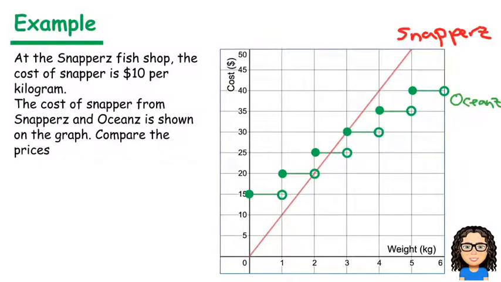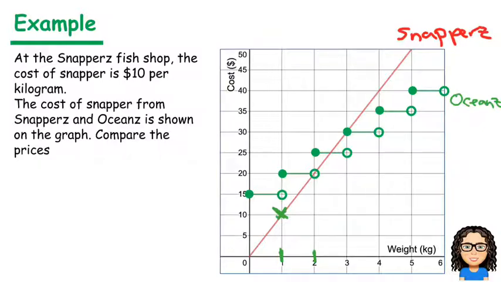So let's think about if a snapper weighed 1 kilo, which shop would give me the cheapest cost? And we can see at 1 kilo, the lowest one would be for the Snapper's shop. You can see that cost is lower at $10. What about if the weight was 2 kilos? So at a weight of 2 kilos, we can see there the red line is still lower because the open green circle shows it's not including that point. So up to 2 kilos, the Snapper's is still the cheapest.